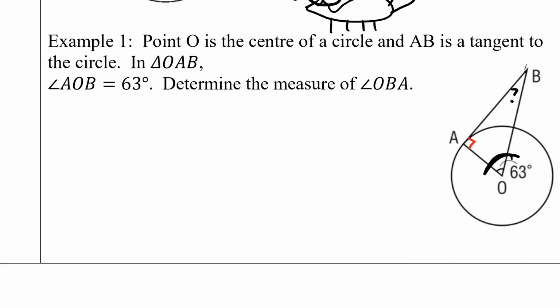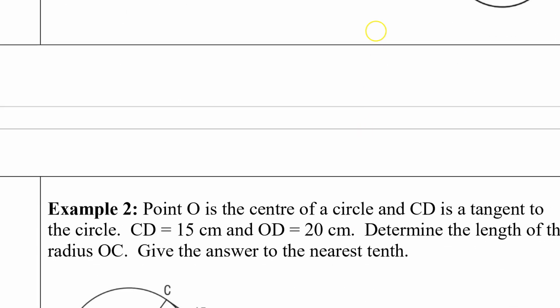That's a very powerful thing to realize, because if we want to find the measure of this angle right here, all I do is say there are 180 degrees in a triangle, and I subtract off what we know. We have 63 degrees, and we know this angle is 90. So the measure of angle OBA equals 180 minus 63 minus 90, which is 27 degrees, because the three angles have to equal 180. Great. Let's move on to the next question.